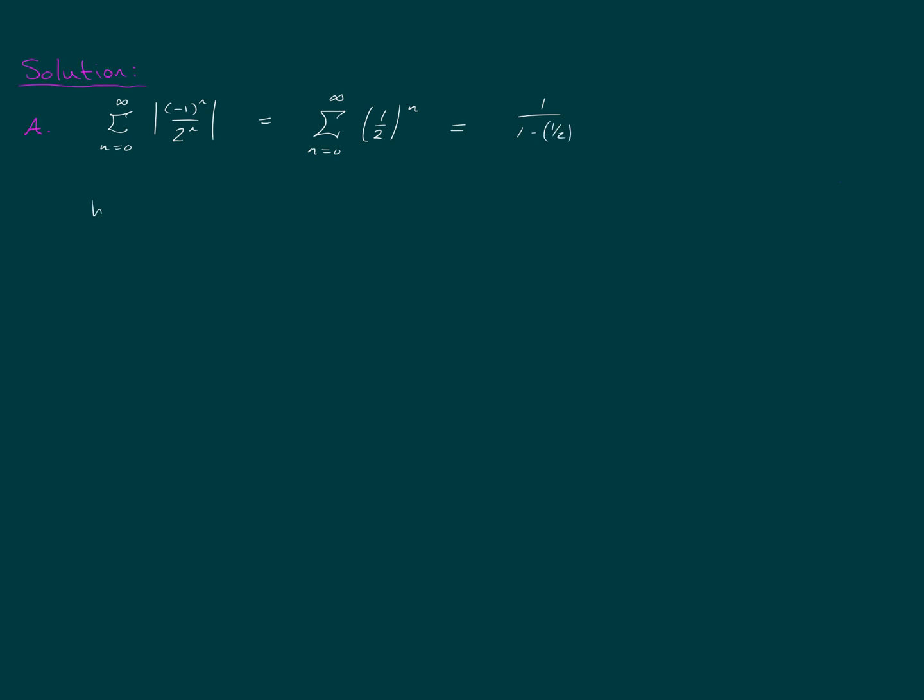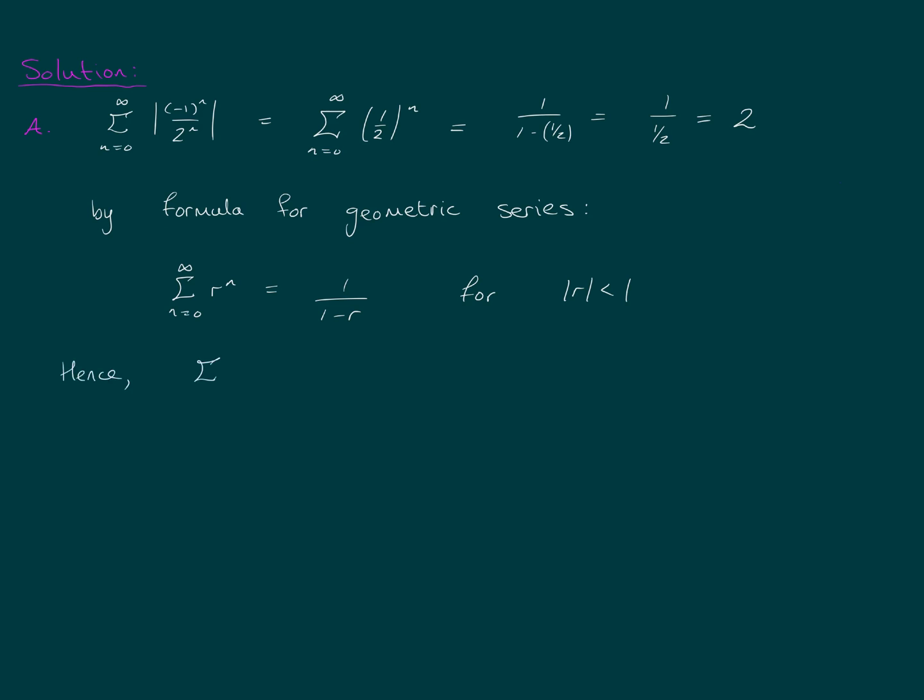Now, how do I know this? This is by the formula for a geometric series, which we've seen before. Which I'll remind you is sum r^n from n equals 0 to infinity, equals 1 over 1 minus r. And this is only valid for absolute value of r less than 1. And in our case, r is a half, so this formula is valid. So we have 1 over a half, which is equal to 2. Now you might have seen a different version of the formula for a geometric series where you had an a, but this formula is just a version where a is 1. Okay? So hence, sum from n equals 0 to infinity of (-1)^n over 2^n is absolutely convergent.